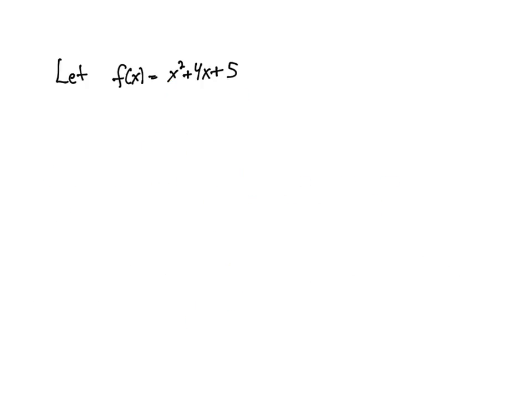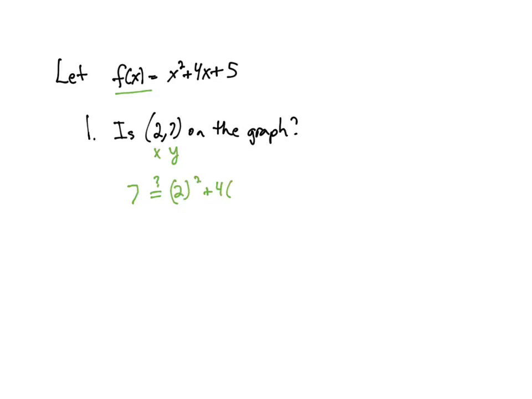Now the last thing we'll see in this video is working with this function, f of x equals x squared plus 4x plus 5. And let's go through a series of questions here. The first question says, is the point (2, 7) on the graph? So x is 2, y is 7. So y is kind of like the output of the function. So we could say, is 7 equal to 2 squared plus 4 times 2 plus 5? All we're doing is plugging the point into the function, and we want to see if this point makes this equation true.